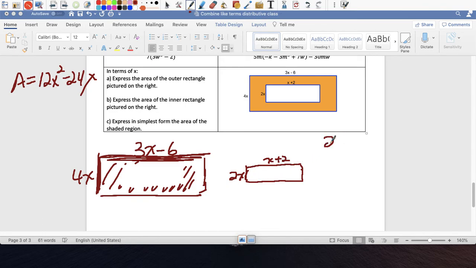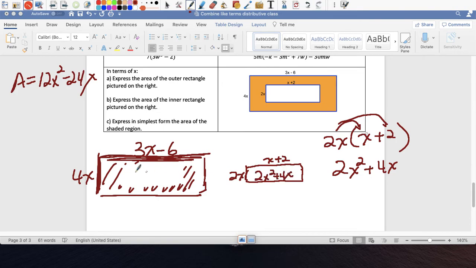Like we did before, it's the width times the length. 2x times the whole of the length, which is x plus 2. I'll multiply. 2x times x is 2x squared, plus 2x times 2 is 4x. So the area of the small rectangle is represented by the expression 2x squared plus 4x. So that's how much we removed from the big rectangle.